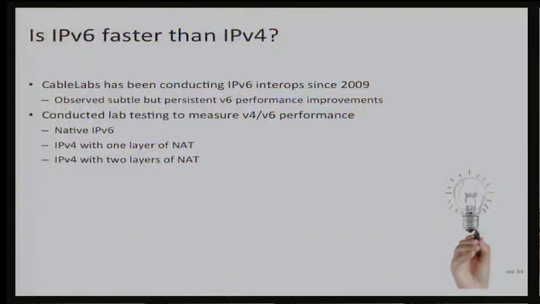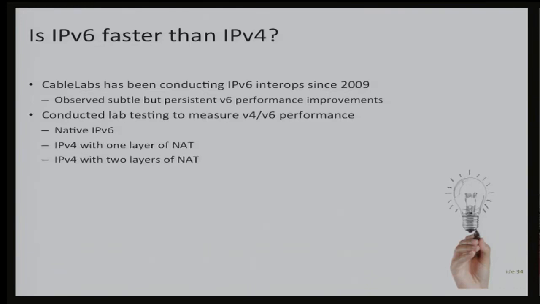Hi, I'm Chris Donnelly from CableLabs, and I'm going to talk about some of the lab testing that we did last week during our interop. CableLabs has been doing IPv6 interops on a quarterly basis going back to about 2009, and especially in the last couple of years, we've been seeing subtle but persistent improvement for IPv6 performance. We've done carrier-grade NAT testing, we've done tests to websites, and we couldn't explain it, but in our results it keeps coming up that there is better performance for V6 over V4.